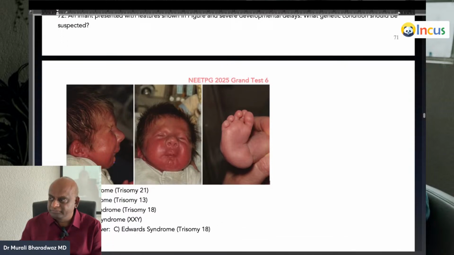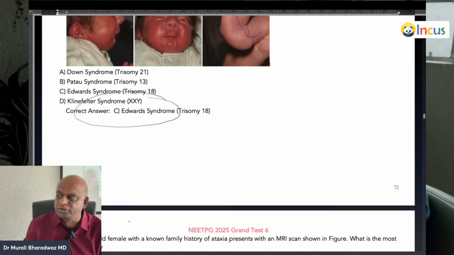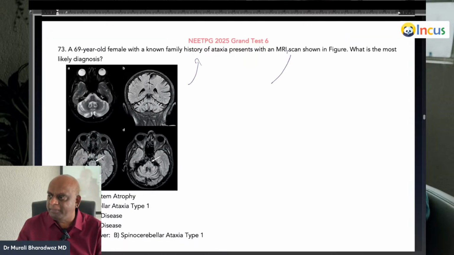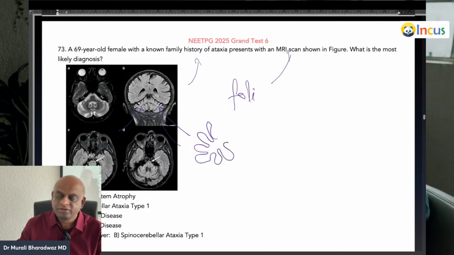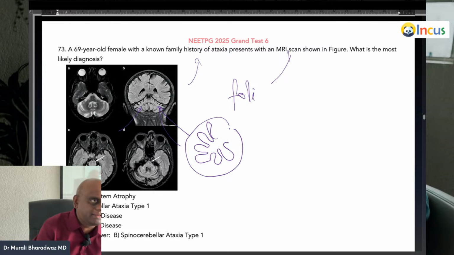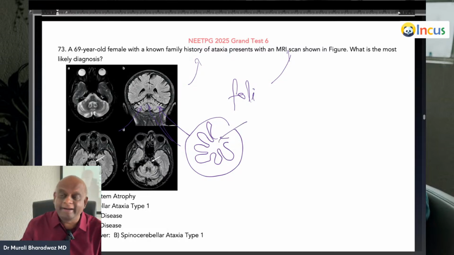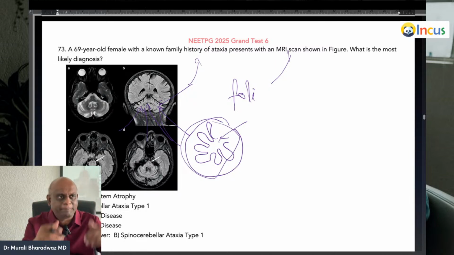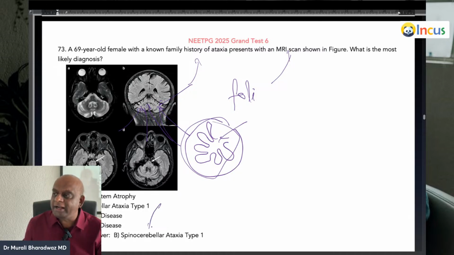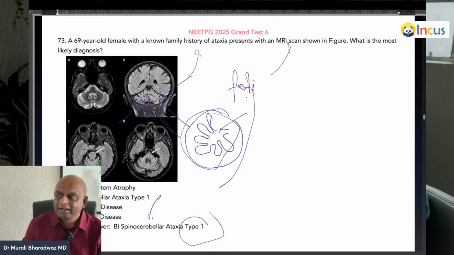An infant is being presented. So he has a rocker bottom foot, right? Which is classical of Edwards syndrome, which is trisomy 18. A 69-year-old with a history of ataxia presents with an MRI scan being shown here. So how is the cerebellum, doctor? Cerebellum is a structure which will have folia. Folia means leaf-like structure. Normally, this leaf-like appearance won't be seen in a normal cerebellum. But if the cerebellum got degenerated, the typical appearance will show cerebellar atrophy, and cerebellar degeneration will make the cerebellum look leaf-like, which is classical of spinocerebellar ataxia type 1, is what you need to remember. There, here the entire story is what?